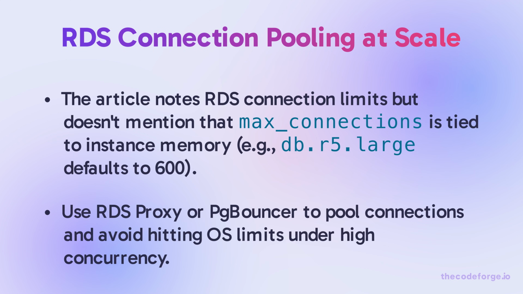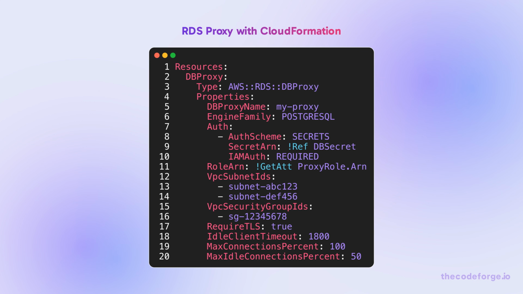The article notes relational database service connection limits, but doesn't mention that max connections is tied to instance memory, e.g., db.r5.large defaults to 600. Use relational database service proxy or PgBouncer to pool connections and avoid hitting OS limits under high concurrency. Deploy relational database service proxy to manage thousands of application connections without exhausting database connections. This snippet creates a proxy for an existing relational database service instance with identity and access management authentication.